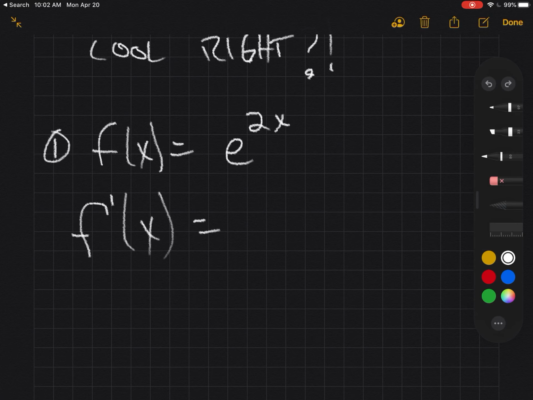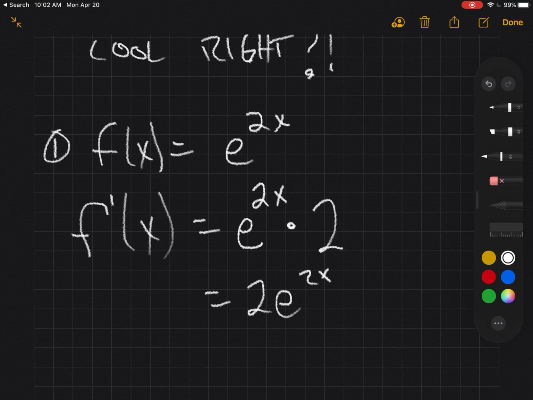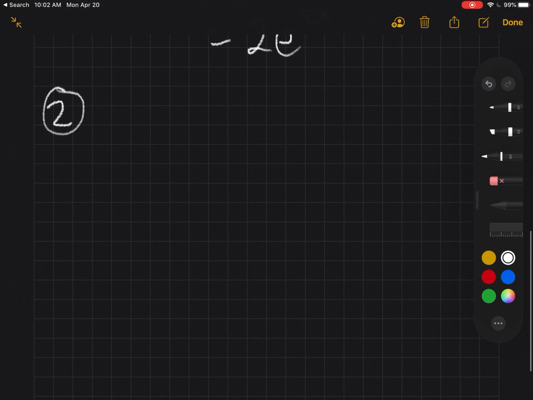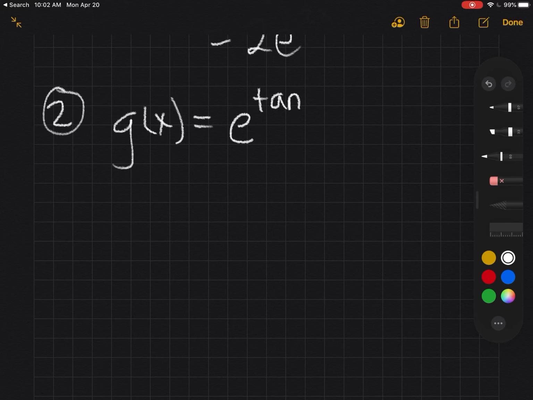So this is a chain rule problem, right? I have one function, e to the something, and then inside of that function I have 2x. So the first thing I do is I take the derivative of my outside function, which is e to the 2x. So the derivative of e to the x is just e to the x. It stays exactly the same. So then my derivative is just e to the 2x. And then I multiply that by the derivative of the inside function here, which is 2. So I get 2e to the 2x.